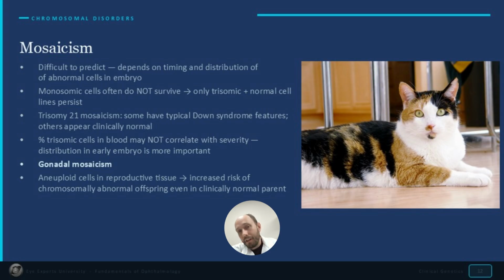Gonadal mosaicism occurs if the mosaicism event happened during gonad cell formation in the reproductive tissue. So that means your gametes are not all bad, but also not all good. So you have a much higher risk of passing the mutation because some of your cell lines have an abnormal amount and some don't. This is a calico cat. The calico cat is actually a mosaic female, depending on which of the X chromosomes got deactivated, because they have different colors.